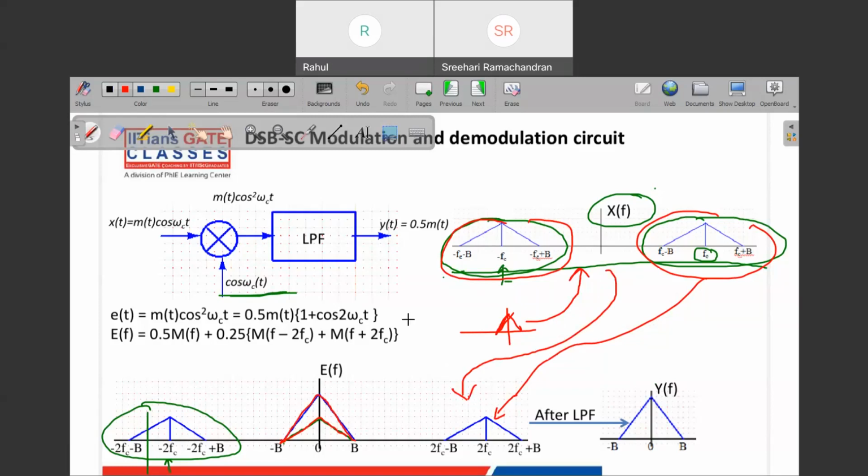And then after that, we will pass it through a low pass filter. So when you pass it through a low pass filter, which looks like this kind of filter, it will pass this DC signal, or signal centered around DC, and it will reject the signal centered around higher frequency. So after passing through the low pass filter, you will get this signal, which is the same as our message signal. Okay. So this is how the demodulation is working in the frequency domain.